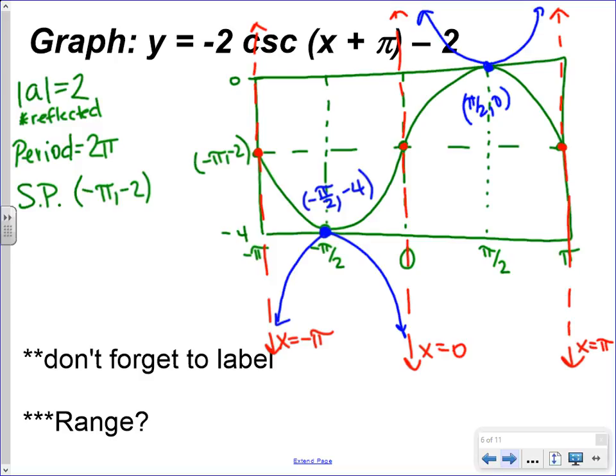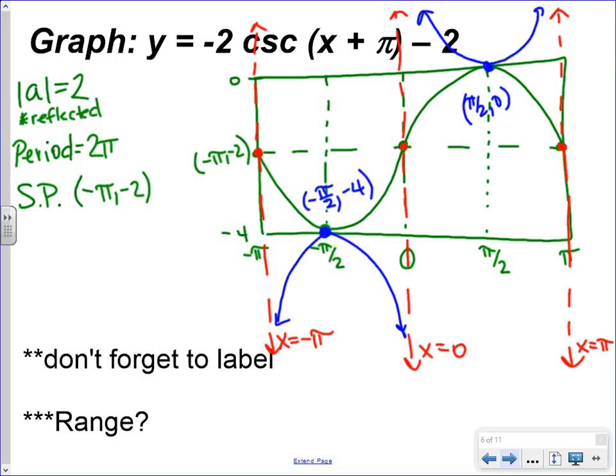If you can draw a sine curve, you can draw a cosecant curve. Okay? It's basically 2 extra steps. Draw your sine curve, and then draw on your asymptotes, draw on your U's. Okay? Now, here's where it gets interesting.